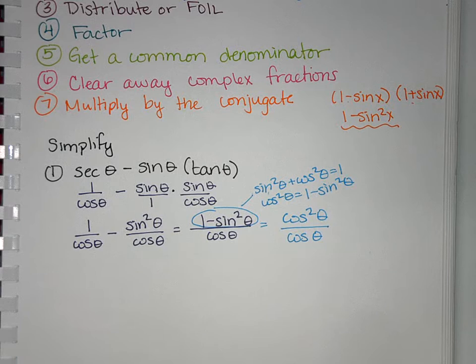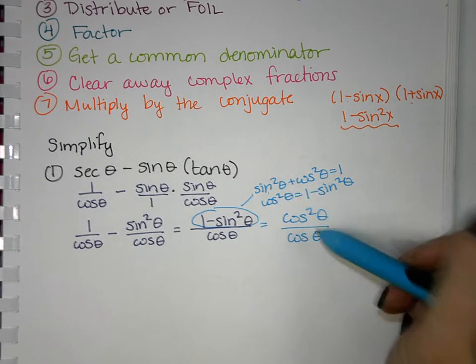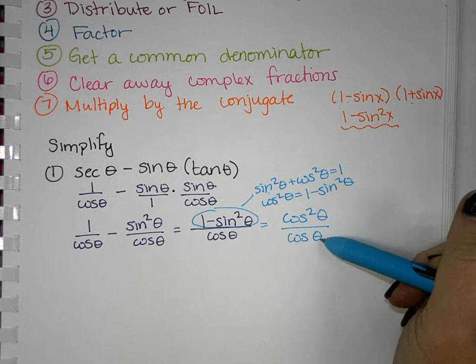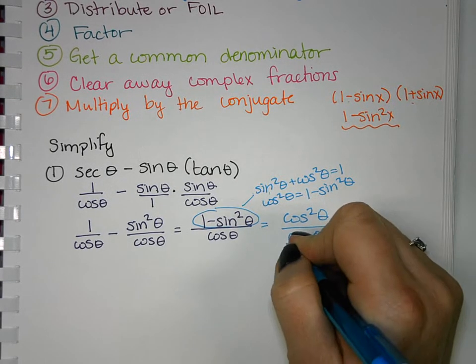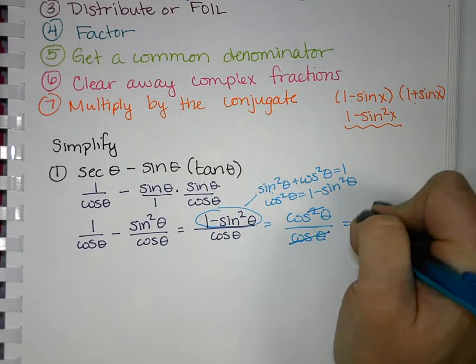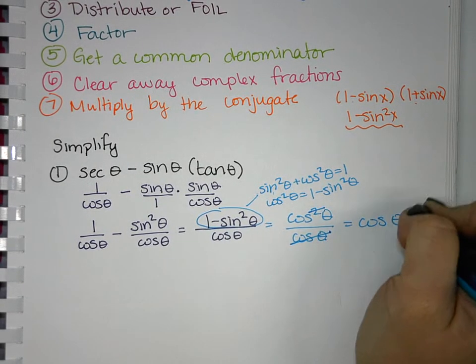So now I have cosine squared theta over cosine theta. Now what I notice is that I can just reduce this. Remember, this means I have 2 cosine thetas on top and I have 1 on the bottom. That means I can cancel this cosine theta with 1 of them on top, giving me an answer of just cosine theta.